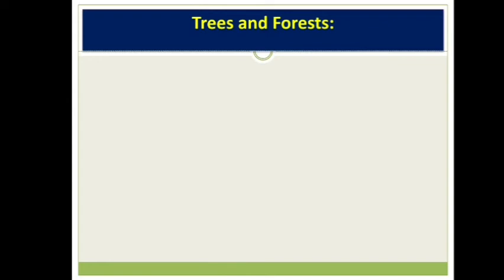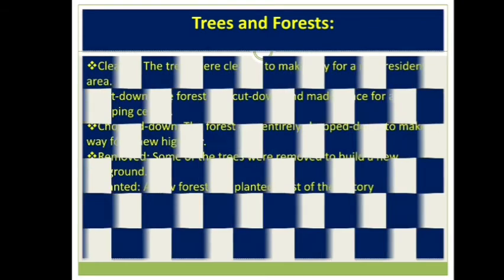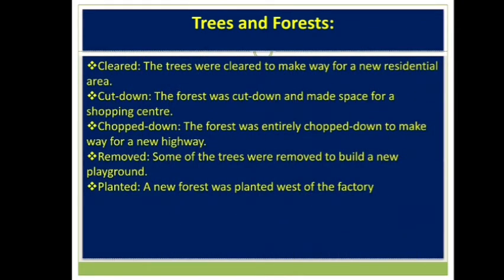And definitely in your map there are trees and forests. So what kind of vocabulary can we use to define these things? Cleared means the trees were cleared to make way for a new residential area, like trees were removed from there. And cut down is another word. Cut down should only be used for trees or plants. The forest was cut down, that means the forest was destroyed and made space for a shopping center.